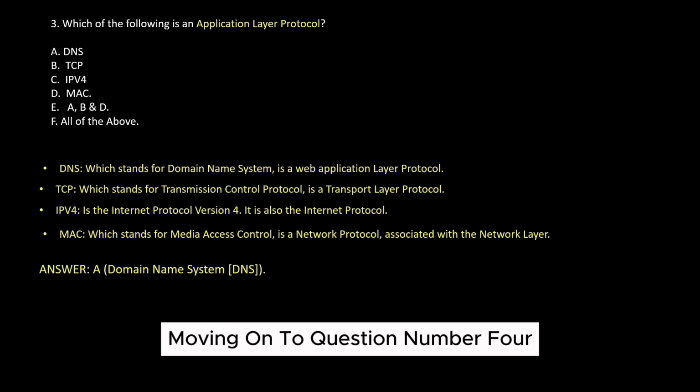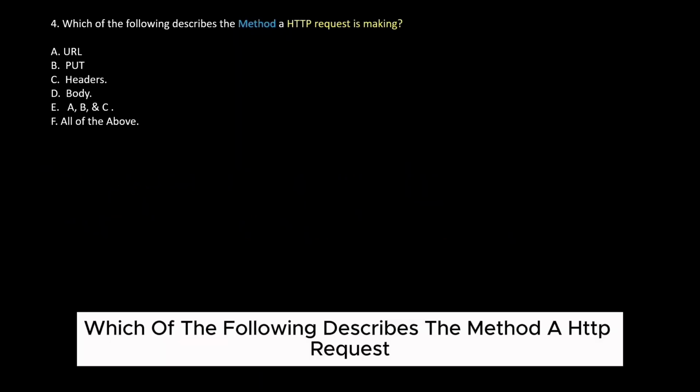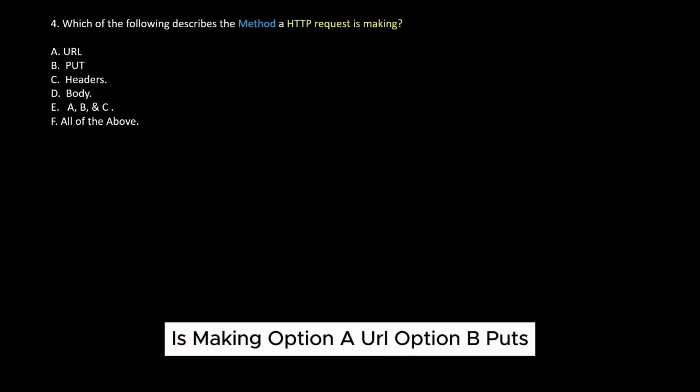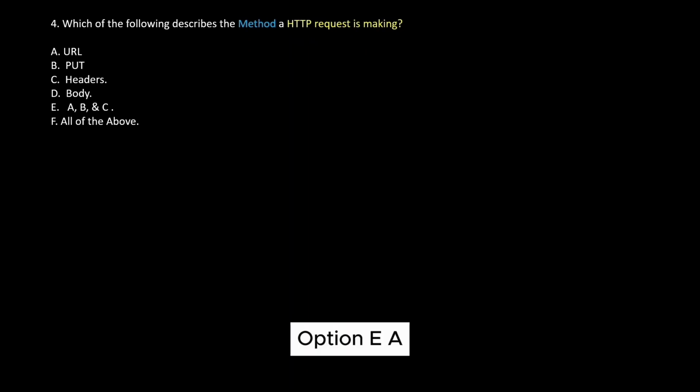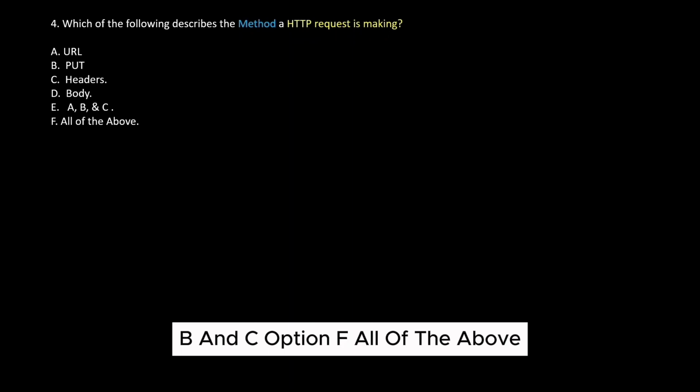Moving on to question number 4. Which of the following describes the method an HTTP request is making? Option A, URL. Option B, put. Option C, headers. Option D, body. Option E, A, B, and C. Option F, all of the above.